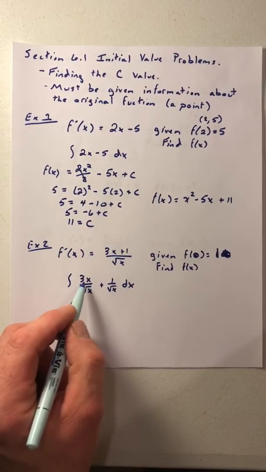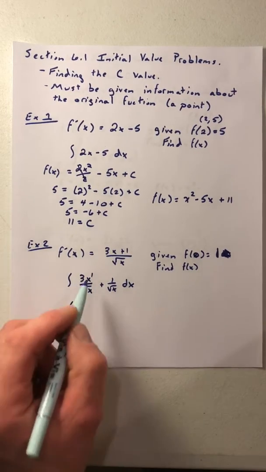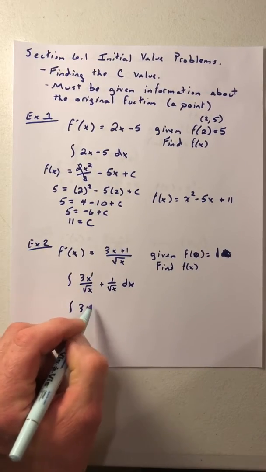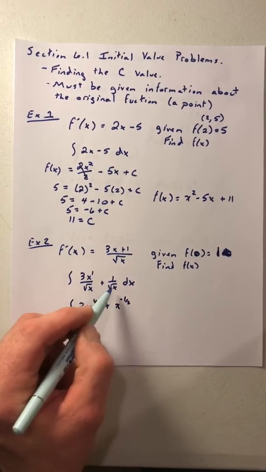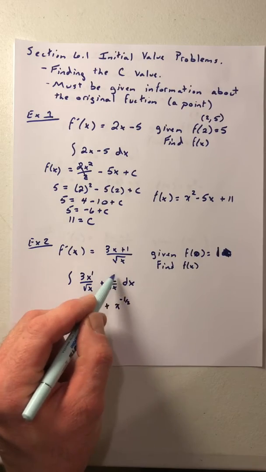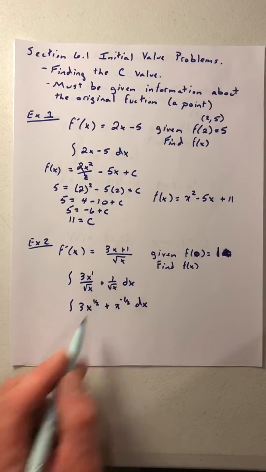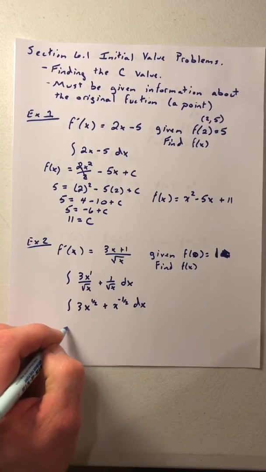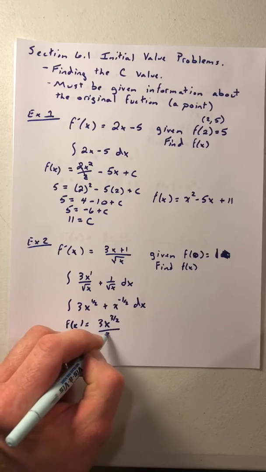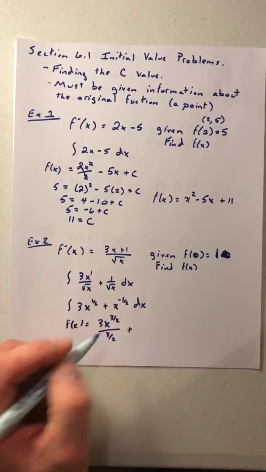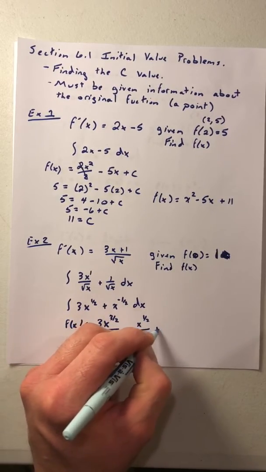Cleaning that up, I'm going to go ahead and take that radical, change it to a half power. This is x to the first on top. So 1 minus the 1/2 gives us 3x to the 1/2. And to that, we're going to add x to the negative 1/2. So we're going to change that to a fractional exponent of 1/2, bringing it to the top as a negative exponent, dx. Now I can go ahead and integrate 3x to the 1/2. We end up with our original function, f of x, is going to equal 3x to the 3/2 divided by 3/2. To that, we're going to add, integrating x to the negative 1/2, we get x to the 1/2 divided by 1/2 plus c.